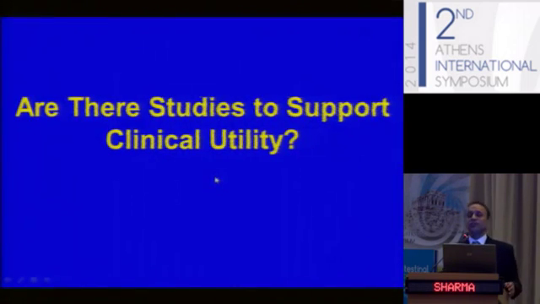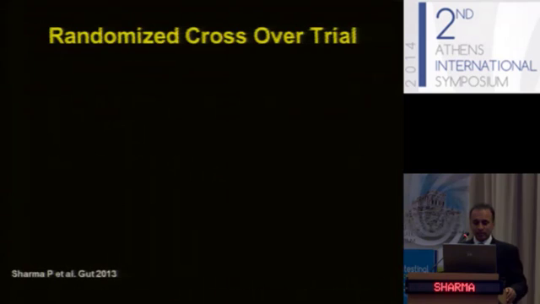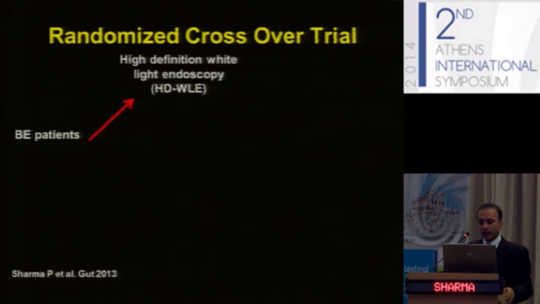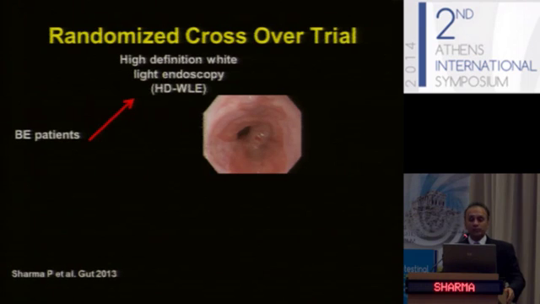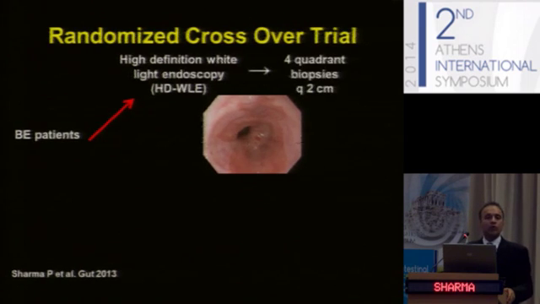Are there actual studies to show that these imaging techniques can help improve the diagnosis? I'll just show you one example which we published last year in Gut, and this was an RCT that we performed along with Jacques and his group in Amsterdam and Rob Hawes in MUSC. We did a crossover trial in which patients with Barrett's esophagus got high-definition white light endoscopy with 4-quadrant biopsies every 2 centimeters.